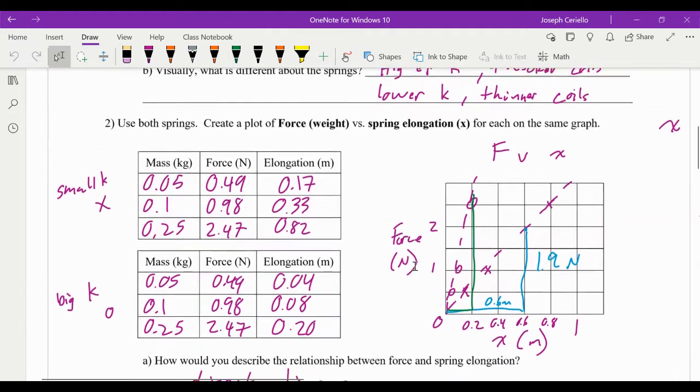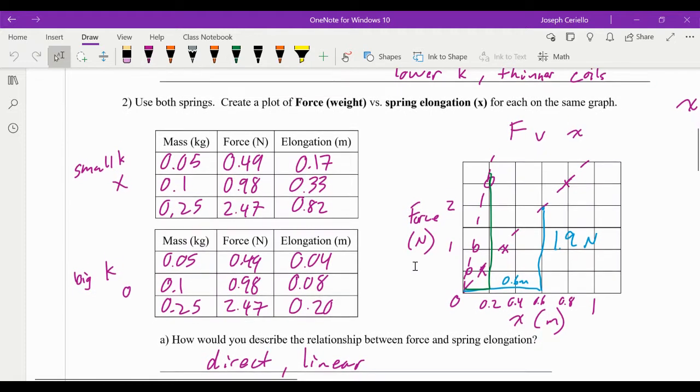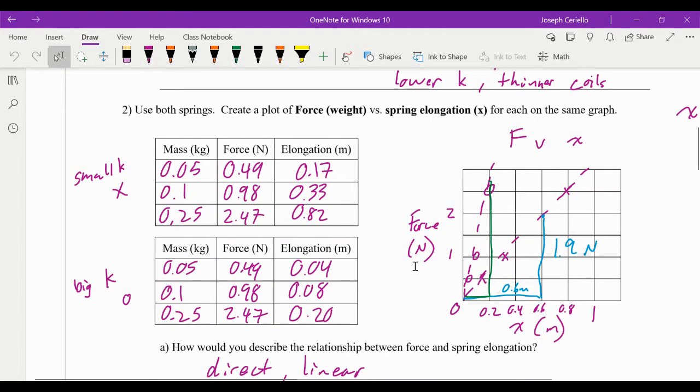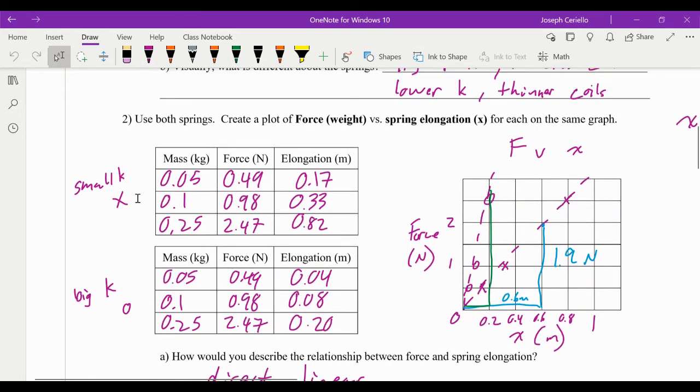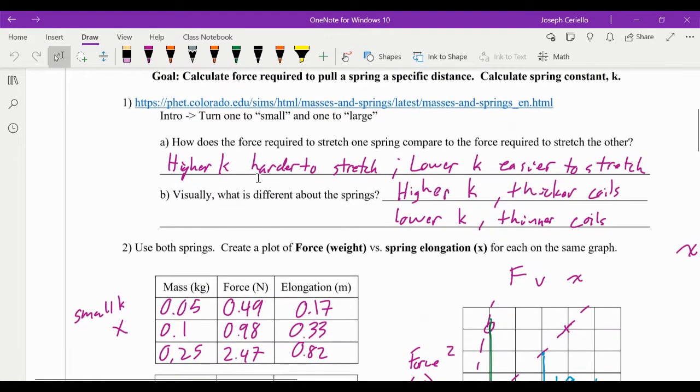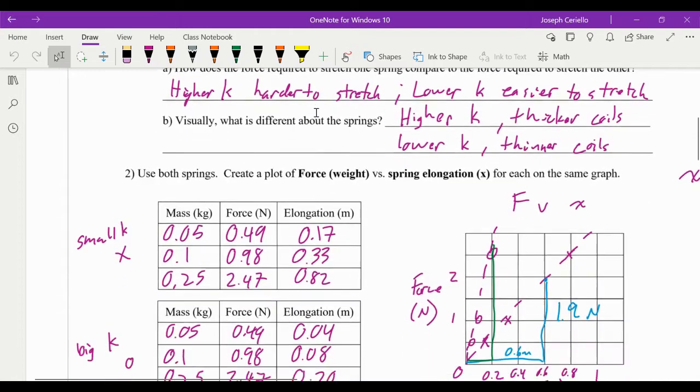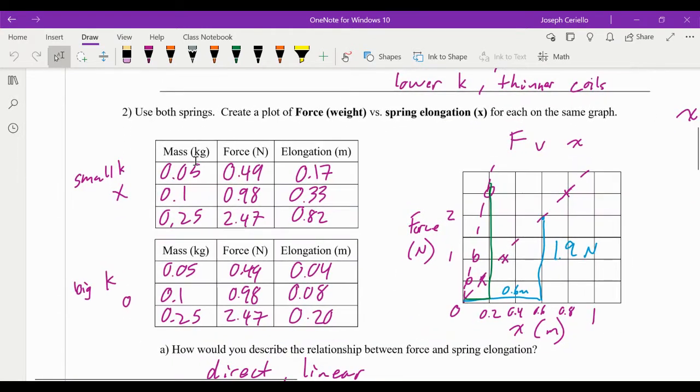So we created a graph. I'll go through this quickly because I don't want to open up the simulation again and do this from scratch. We had the small spring on the left, if you recall, and the big spring on the right. I would recommend opening up the simulation if you're not really sure how this worked. Then we added different masses to each spring: 50 grams, 100 grams, 250 grams.